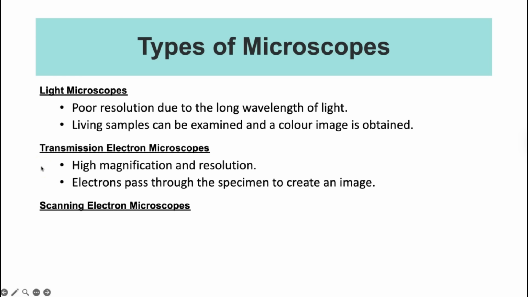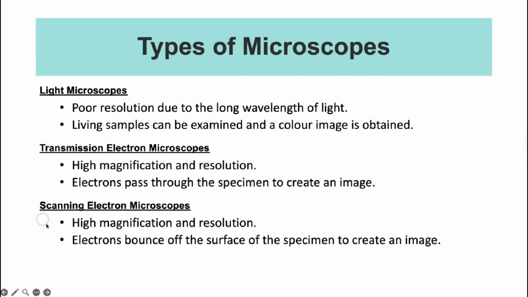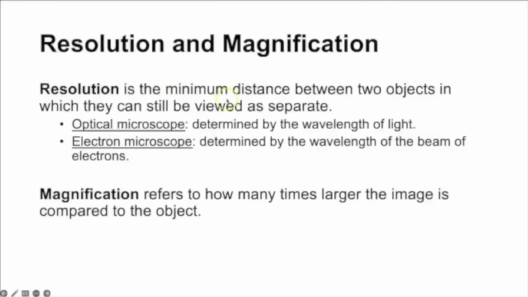The 2 electron microscopes are transmission and scanning. A transmission electron microscope has a high magnification and resolution, and to create these images, the electrons pass through the specimen. The scanning electron microscope also has a high magnification and resolution, slightly lower than the transmission, but much higher than the light microscopes. In these ones, the electrons bounce and scatter off the surface of the specimen to create a 3D image.